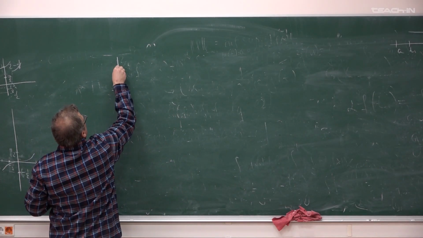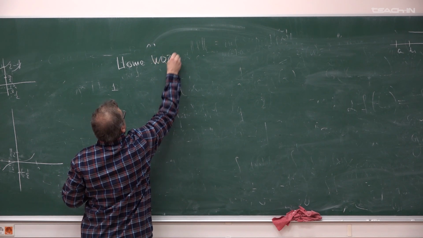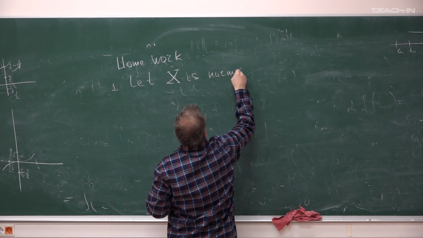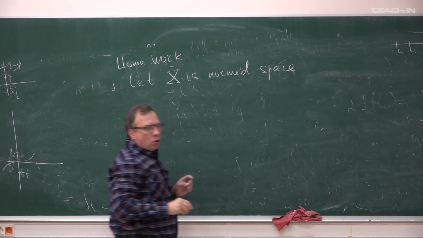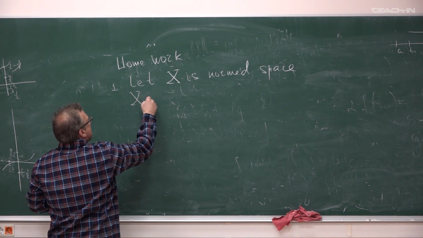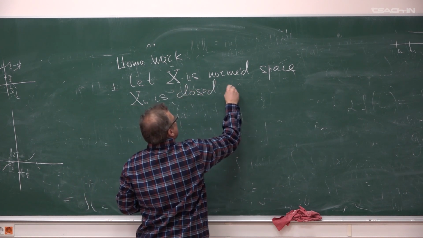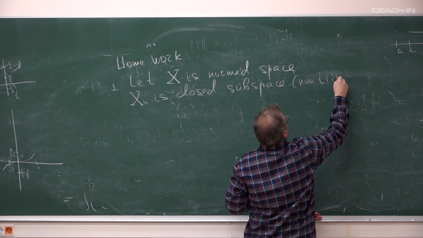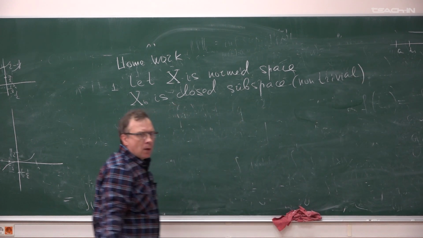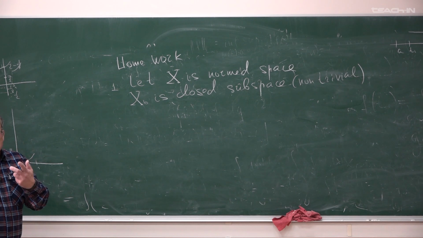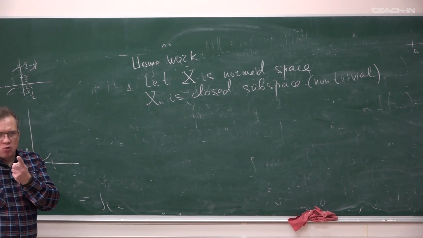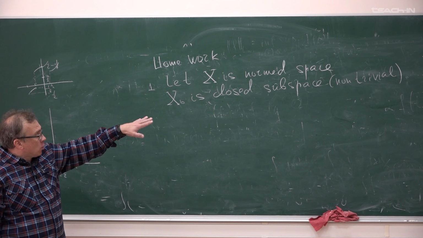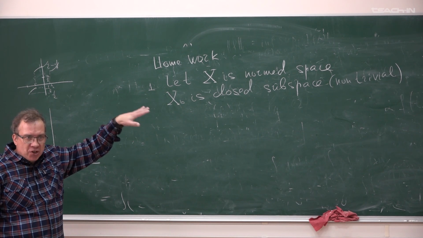First. We have a normed space. X0 is a closed subspace, non-trivial. The main idea is that you can construct a functional which is non-zero, but it is zero on the non-trivial subspace. For any non-trivial subspace, there exists a non-zero functional which is zero on this subspace.